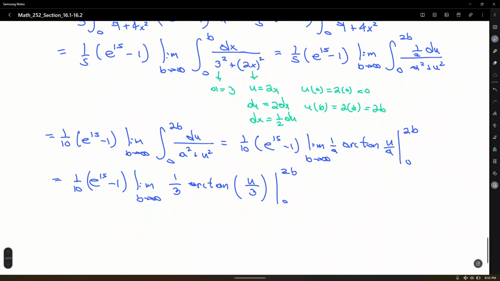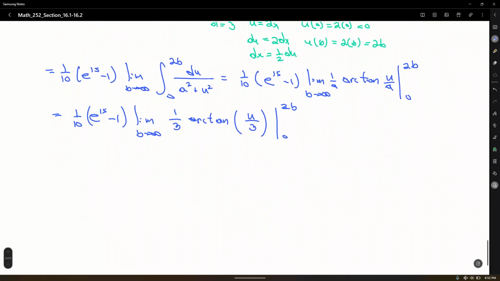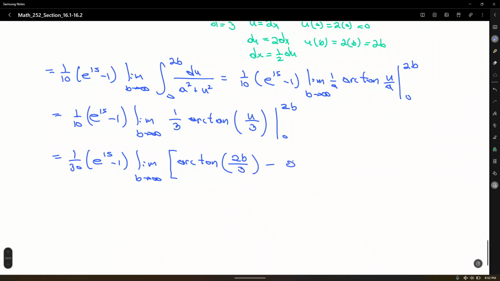Okay, so let's do upper limit minus lower limit. Let me keep going down. I don't think I'm going to have enough space here. So that's 1/10 e to the 15 minus 1 limit as b approaches infinity. Actually, this 1/10 times 1/3 is going to give us a 1/30th. Okay, much better. So let's simplify this: arctan of upper limit 2b over 3 minus lower limit, arctangent of 0 over 3.